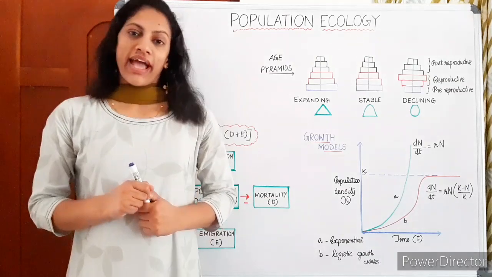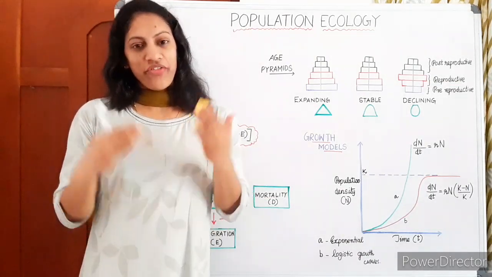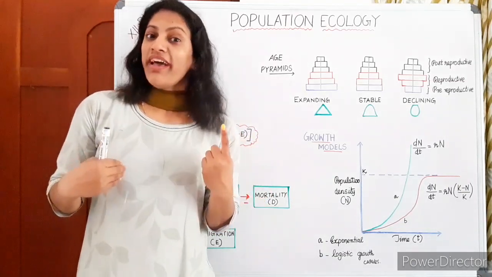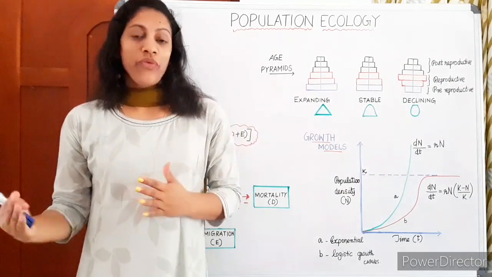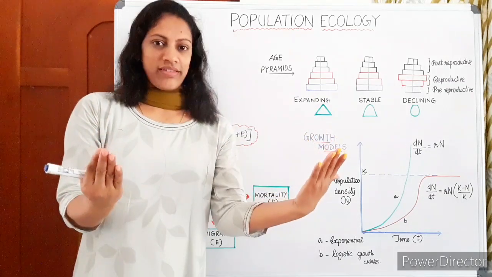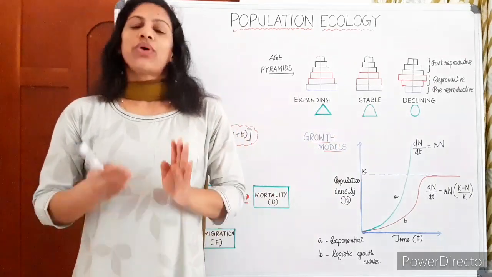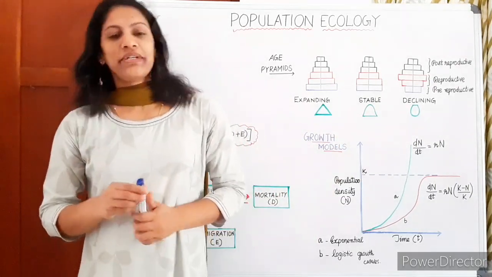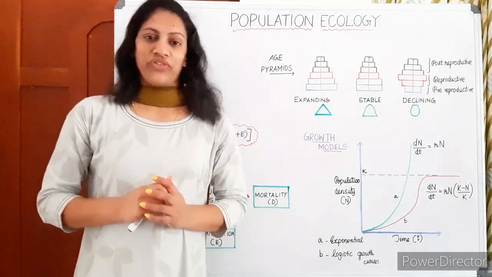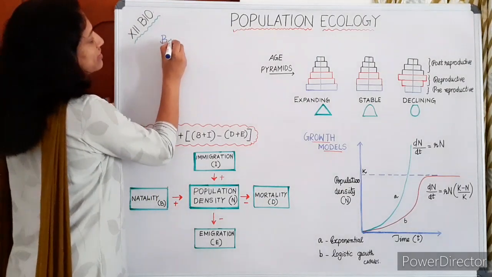The first character of a population is the birth rate. An individual has birth and death, whereas when we discuss a population, a number of individuals exist, so we calculate the birth rate and death rate. Understand, for an individual there is birth and death, whereas for a population there is birth rate and death rate.